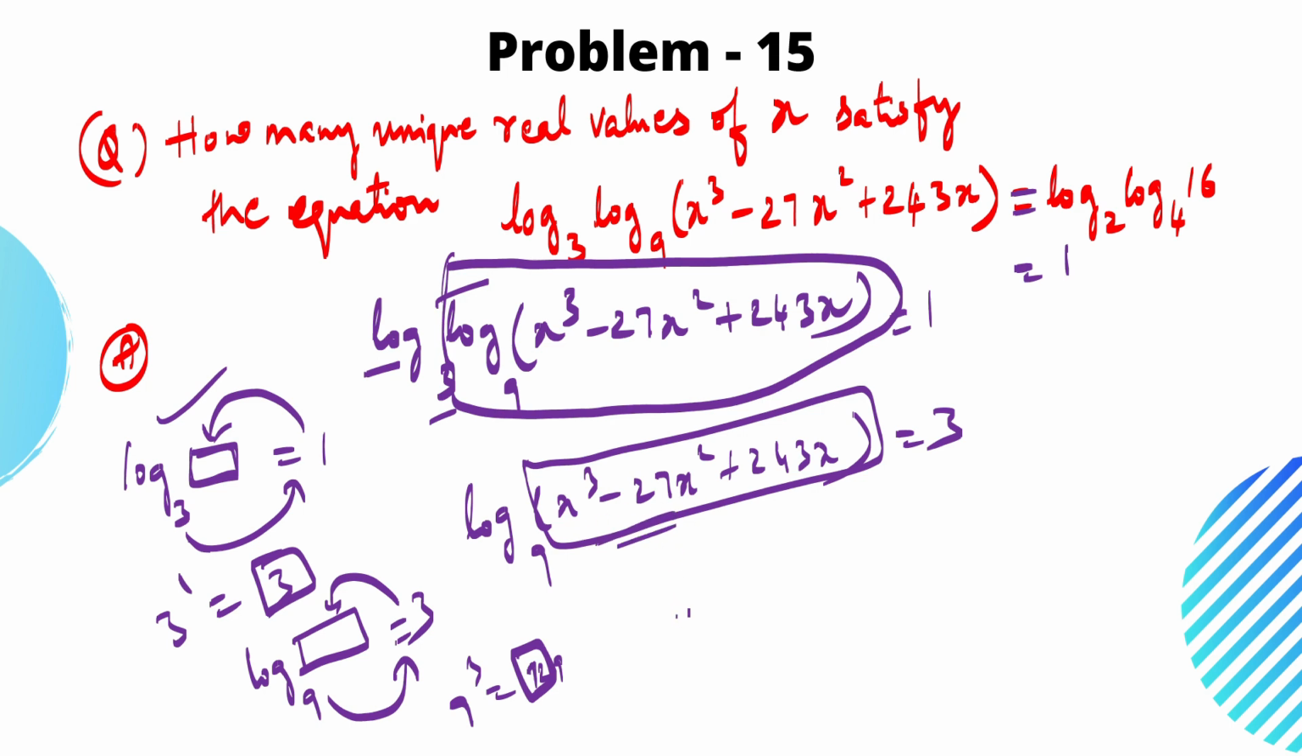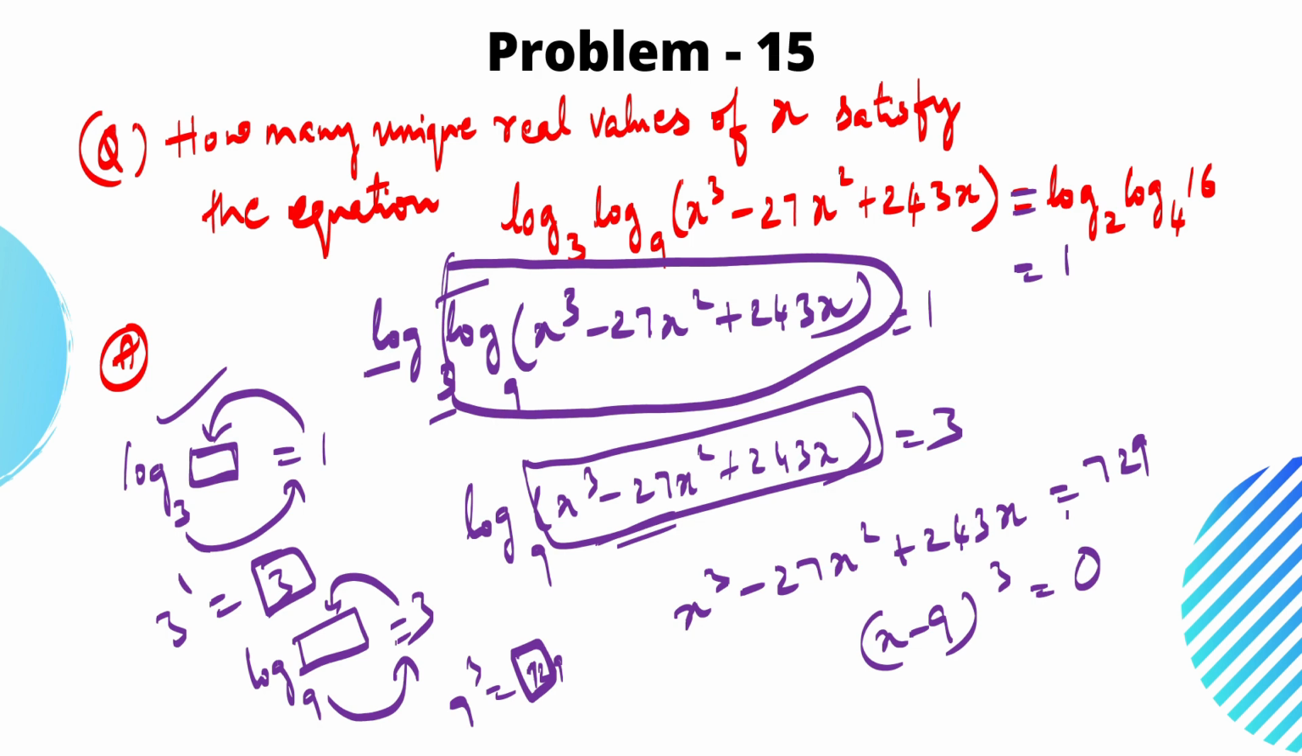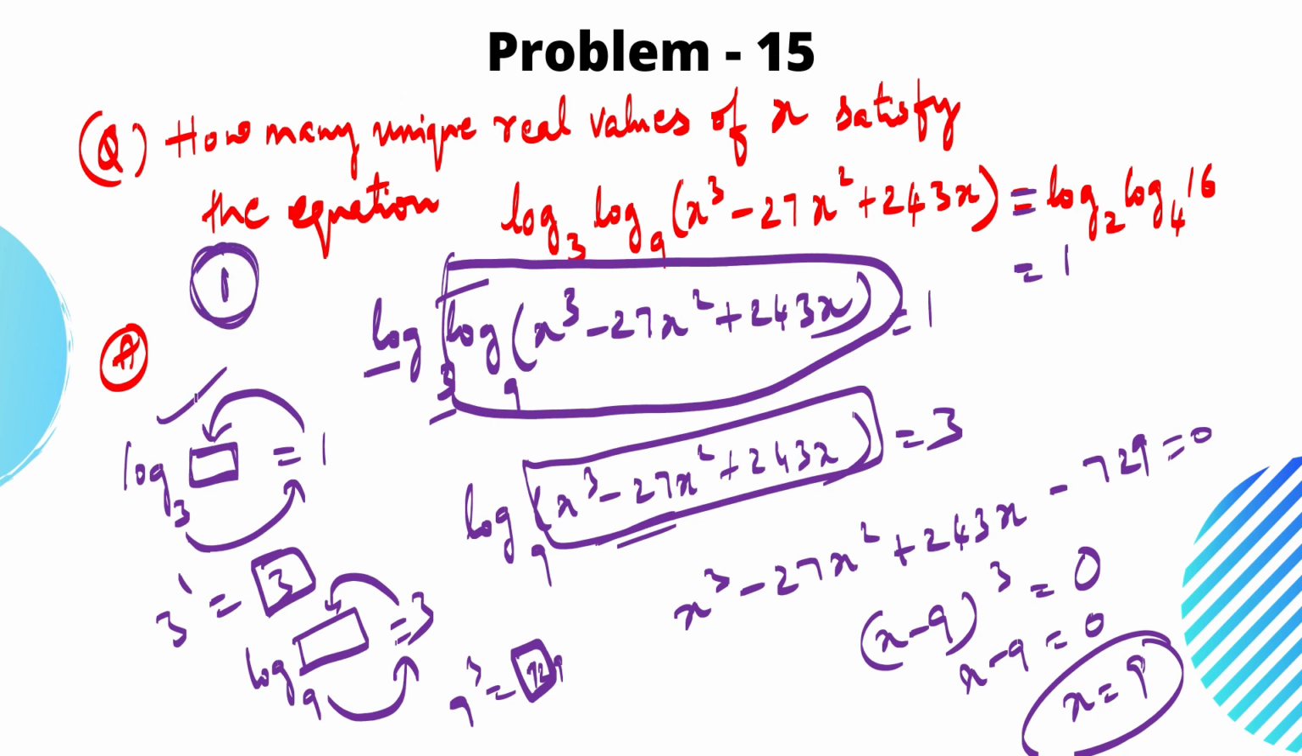So x cube minus 27x square plus 243x is equal to 729, which is x cube minus 27x square plus 243x minus 729, which is x minus 9 whole cube. This is equal to 0. So x minus 9 is equal to 0 and x is equal to 9. So how many unique real values are there? Only 1. So 1 is our answer.